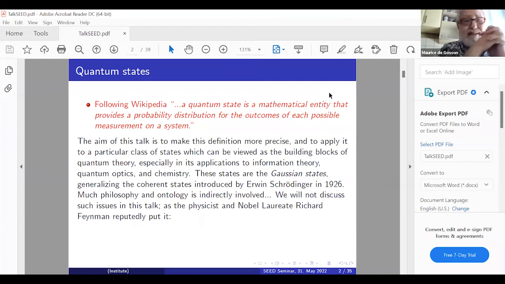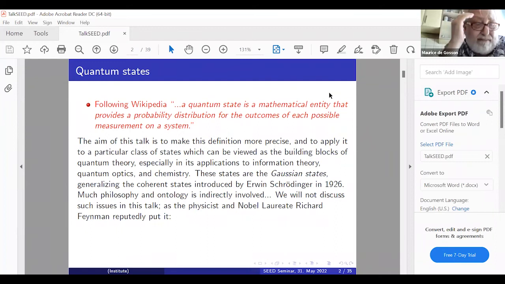So what is a quantum state? Well, following Wikipedia, it's a mathematical entity that provides a probability distribution for the outcomes of each possible measurement on a system. Okay, that sounds a little bit abstract and obscure. A quantum state is the fundamental object which describes quantum mechanics, and as such it is being studied in quantum mechanics. So in this talk, I will make this definition more precise and apply it to a class of states which can be viewed as the building blocks of quantum theory, the Gaussian states. These generalize the coherent states introduced by Erwin Schrödinger in 1926.